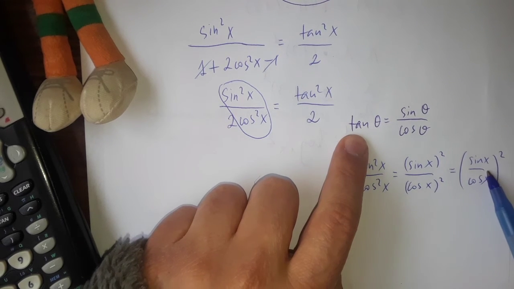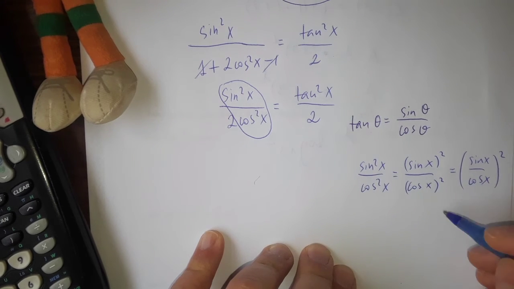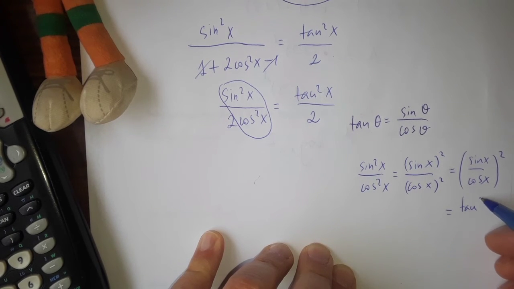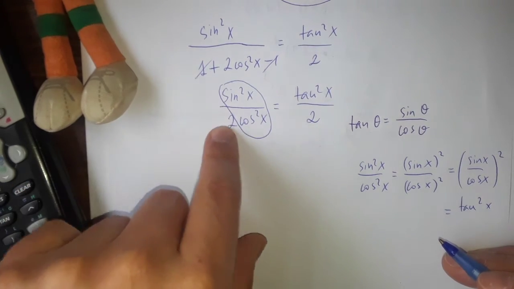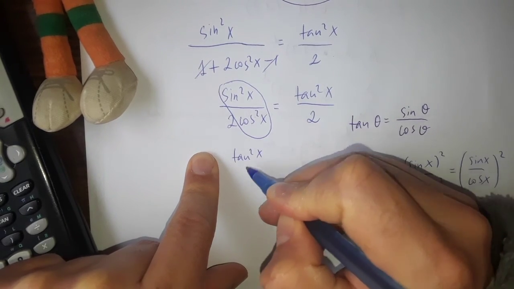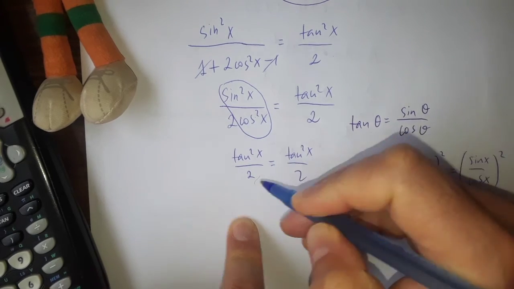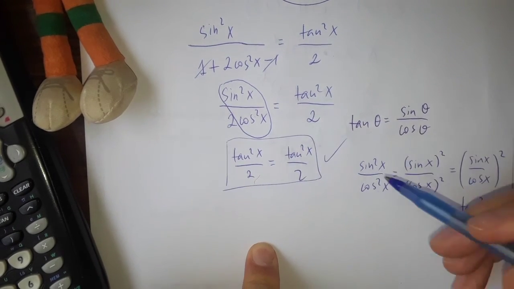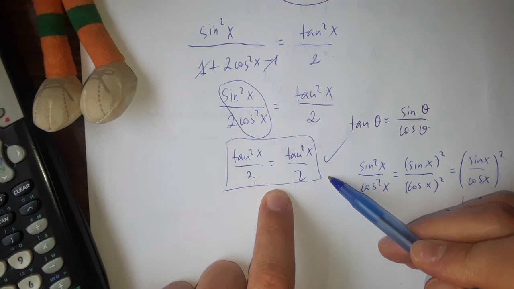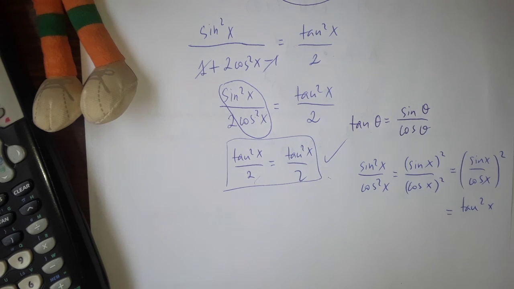So now we're gonna use this tangent. We're gonna put the tangent here, right? So this is tangent square of x. So all this is tangent square of x. So this is tangent square of x over 2 equals tangent square of x over 2. So now we have proved that the right and the left side are the same thing. Okay, so again, it's like a puzzle that you're trying to find the way that it makes sense. Okay, thank you.